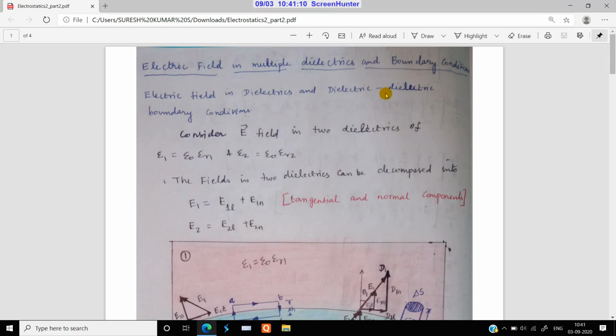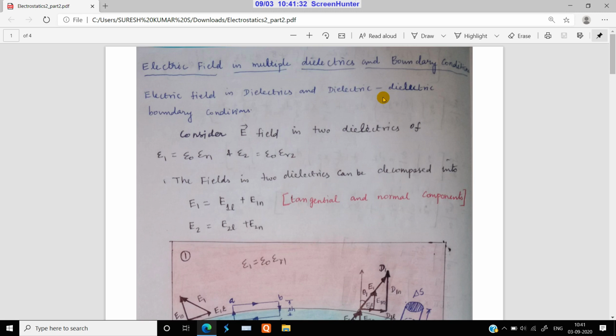Good day to all. Welcome to this lecture on Unit 2. In this video, we are going to see about the boundary conditions. So, basically, the boundary conditions are the conditions which should be met for traveling of electric field through multiple mediums.